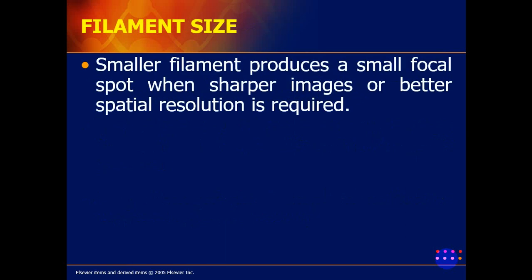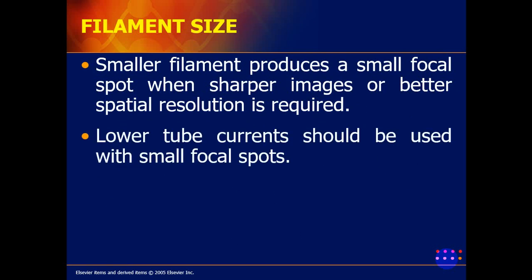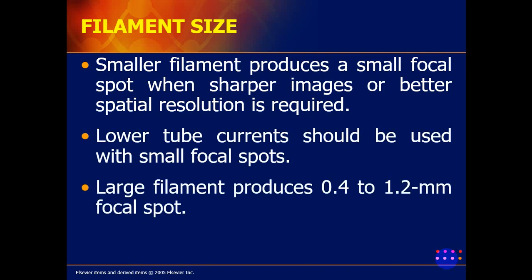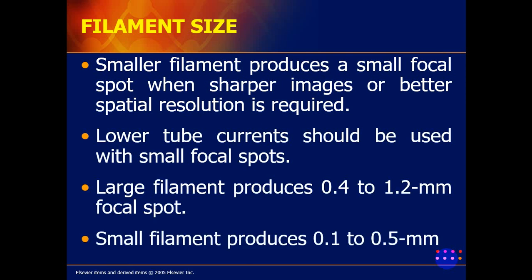Smaller filament produces a small focal spot when sharper images or better spatial resolution is required. So lower tube currents should be used with small focal spots. Large filaments produce a 0.4 to 1.2 millimeter focal spot. So small filament produces 0.1 to 0.5 millimeters.